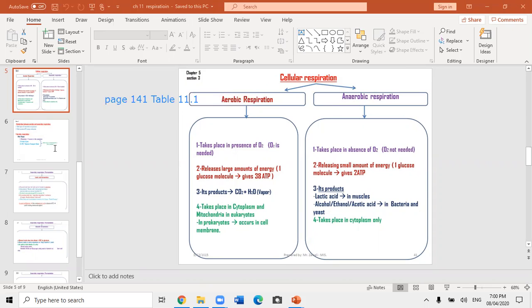Okay, in which there's a difference between aerobic and anaerobic. Actually, also in this, while we were talking about this chapter, we also solved activities with the students during the first week. During week 1, we solved activity 11.2 and 11.3.